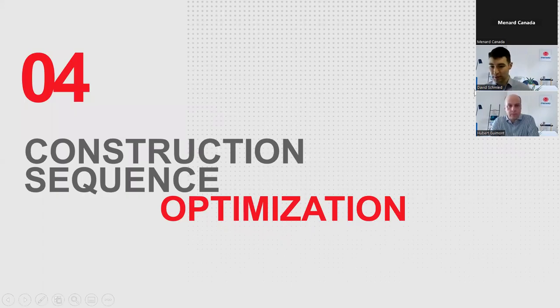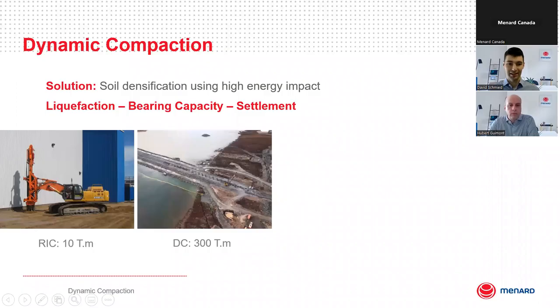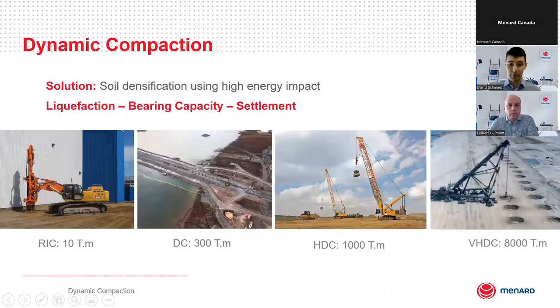So I'll quickly get through this last little section here. We've been talking about risk mitigation a lot, but we also have solutions for optimizing construction. One of them is a very Menard method. It's dynamic compaction. So this is dropping a big weight, a pounder, from a crane, from certain heights, and compacting the ground beneath it. Our typical dynamic compaction units are 300 ton meters around that. That's the weight of the pounder times the height of the drop.